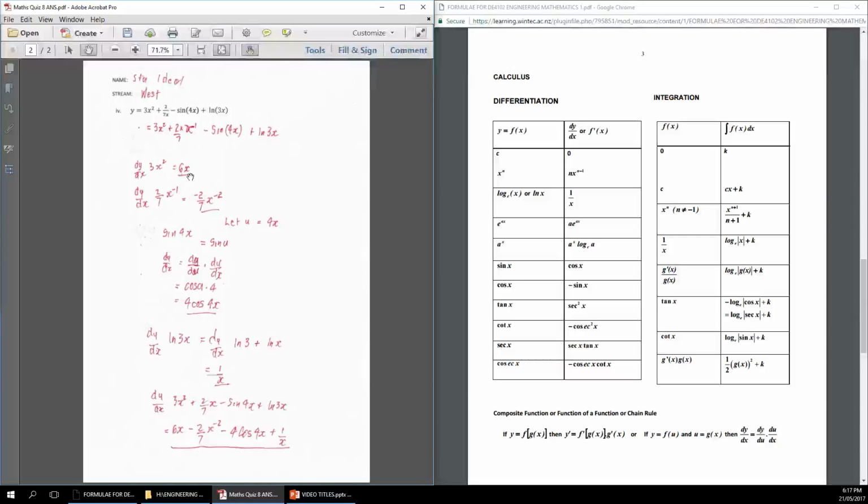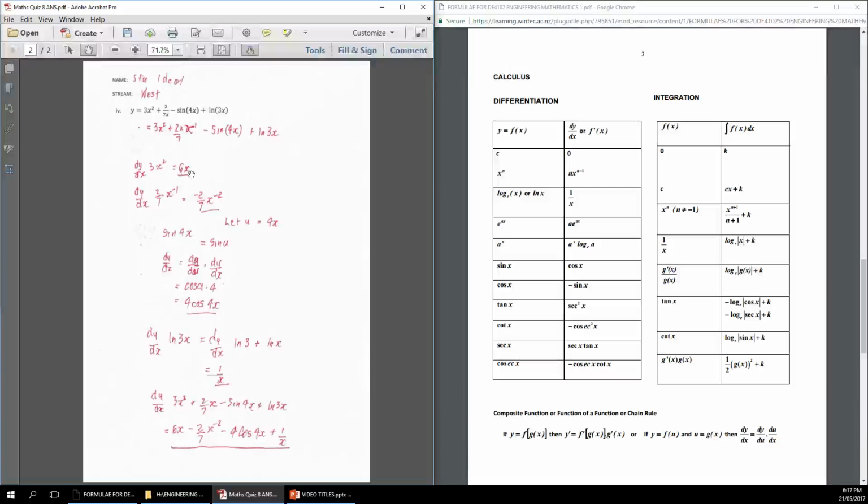Now with the chain rule, dy by dx equals dy by du dot du by dx. And so we've got dy by du is cos u, and du by dx equals 4. So we get 4 cos 4x, putting the 4x back in for u, 4 cos 4x.